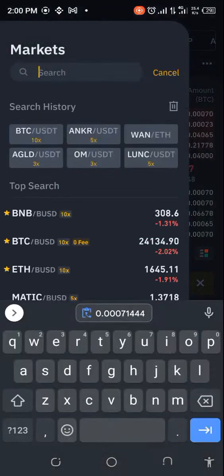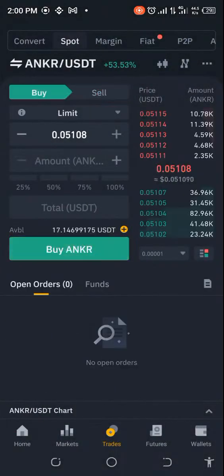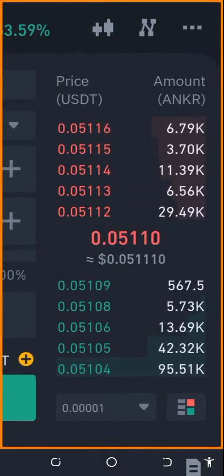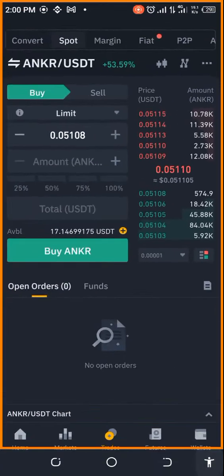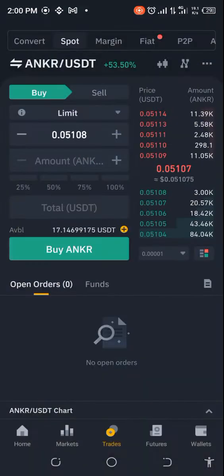Okay, let me go back and see how this would go. I'm sure definitely we're going to make a profit. I had to subtract part of it. So let me go back to ANKR USDT. What is the price right now? Okay, the price is 0.5110. Let's go check the compare markets.